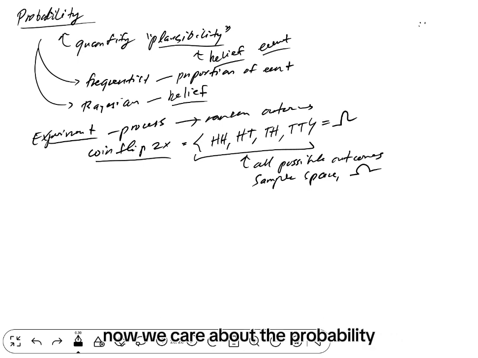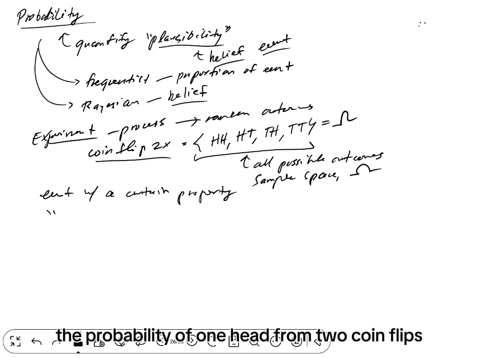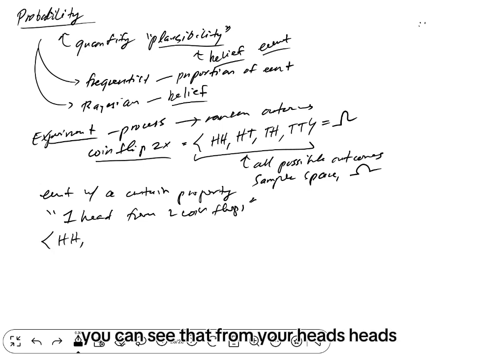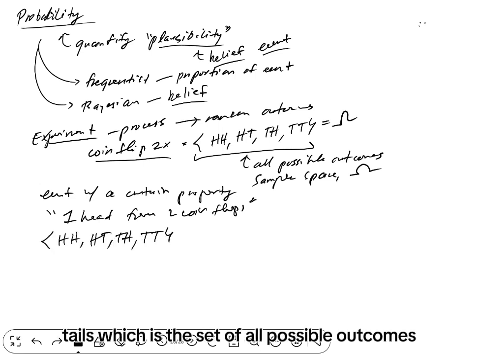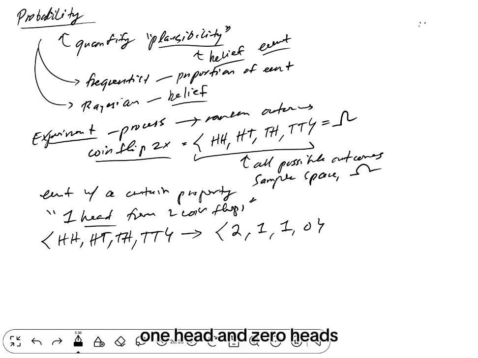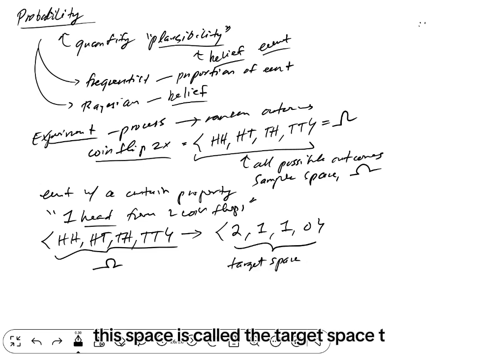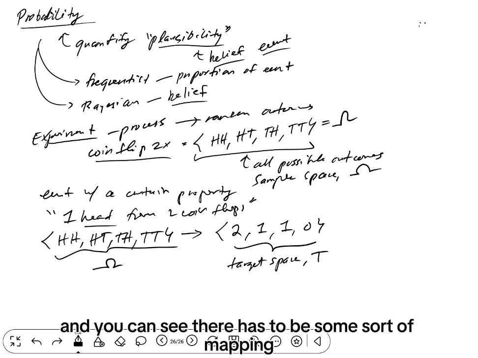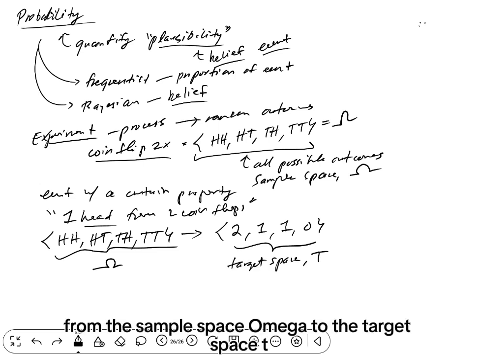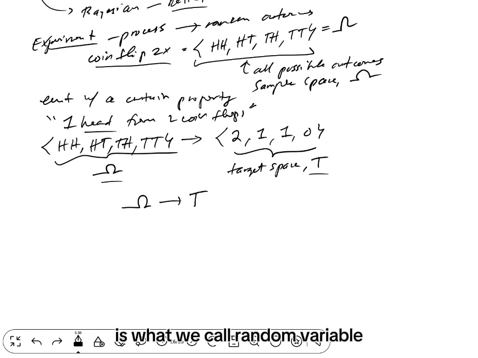Now, we care about the probability or plausibility of an event with a certain property. For example, the probability of one head from 2 coin flips. You can see that from your HH, HT, TH, TT, which is the set of all possible outcomes, you want to map the number of heads to a number. So that's 2 heads, 1 head, and 0 heads. This space is again the sample space, omega. This space is called the target space, T. And you can see there has to be some sort of mapping from the sample space, omega, to the target space, T. And what is that mapping? This mapping from omega to T is what we call a random variable.